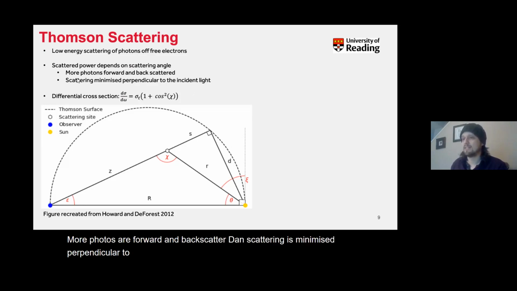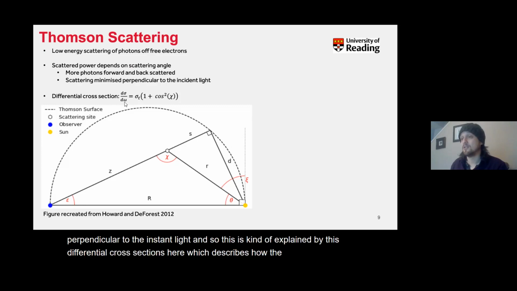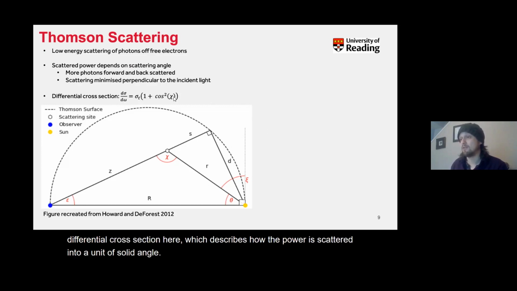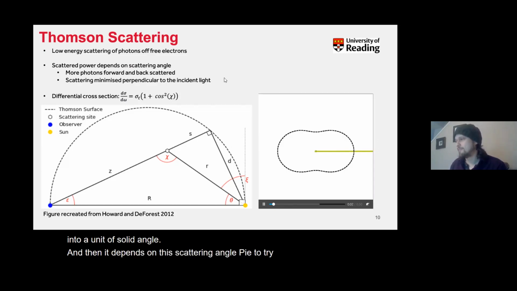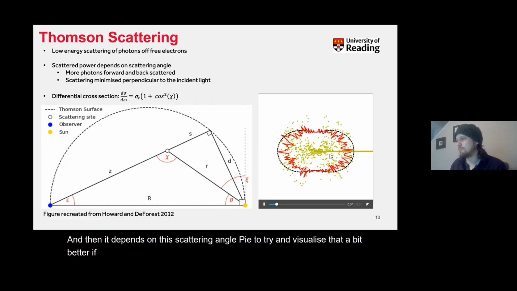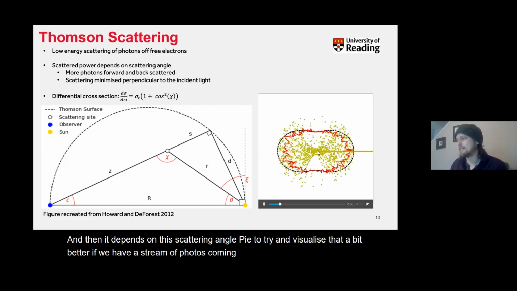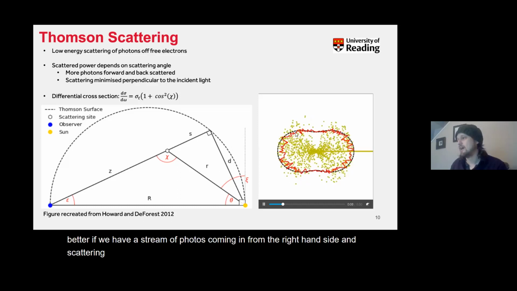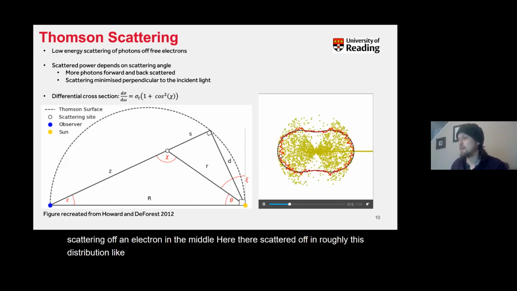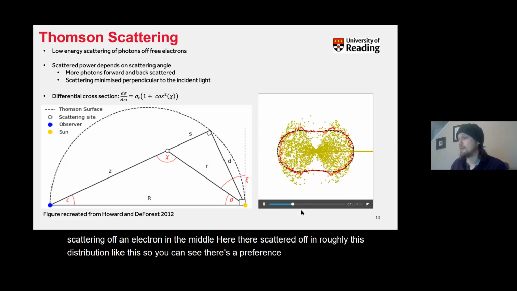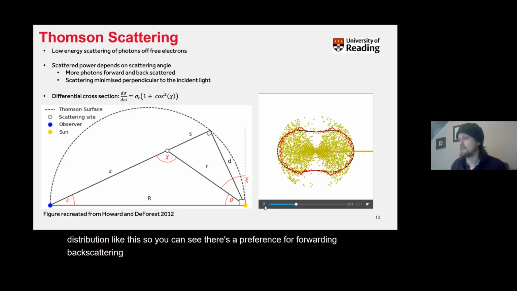This is explained by this differential cross section here, which describes how the power is scattered into a unit of solid angle, and that it depends on this scattering angle chi. To visualize that a bit better, if we have a stream of photons coming in from the right-hand side and scattering off an electron in the middle here, they're scattered in roughly this distribution. So you can see there's a preference for forward and back scatter, and less are scattered perpendicular to the incident light vector.